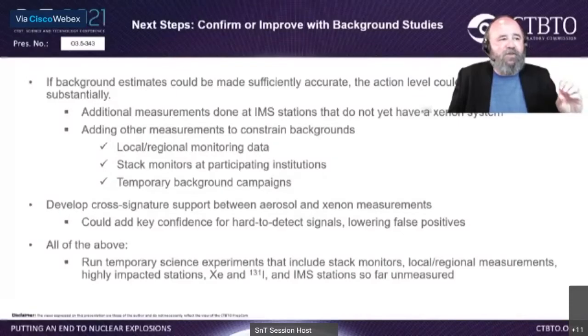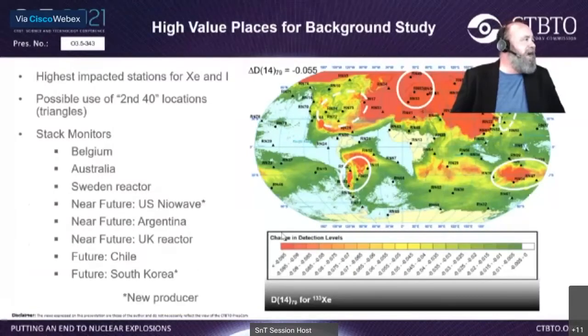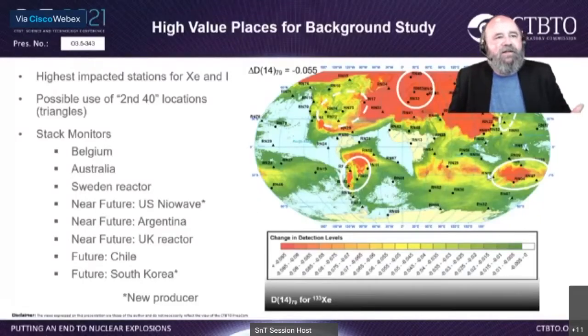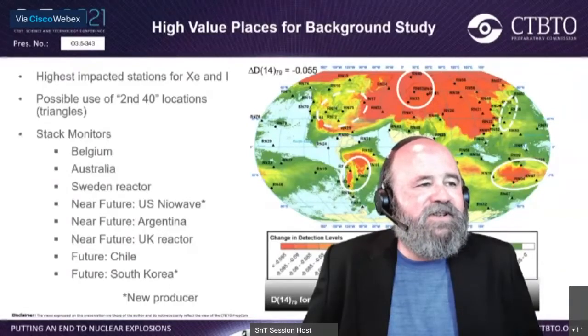That's the cross-signature support. I would like to do all of the above, and in particular run temporary science experiments that include all of these as much as possible at the same time. So we did a quick look at what kinds of places could support all of these things, and we came up with kind of a notional list. This is not necessarily the most objective list, but a notional list of places, and it's based on the presence of stack monitors and second 40 stations and so forth.